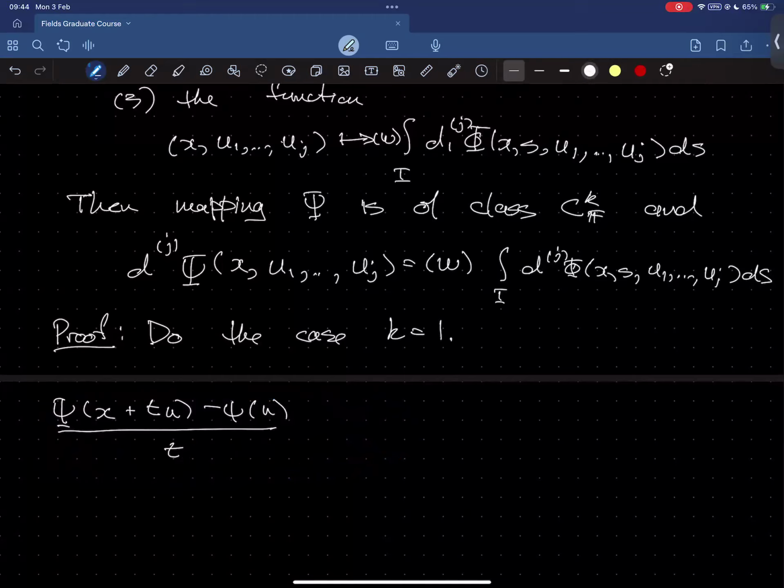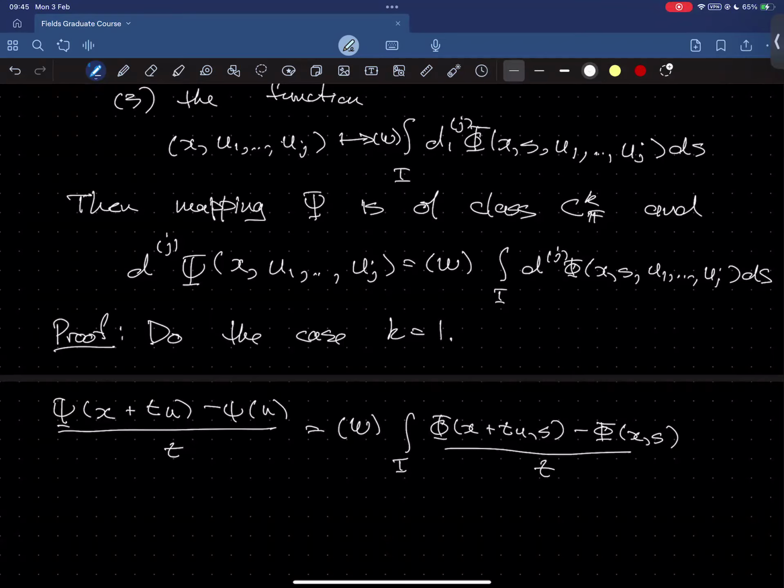Okay, so by definition, this is the weak integral of phi of x plus tu, s minus phi of x, s over t, ds. And you do the thing that we always seem to end up doing when we have expressions like this.